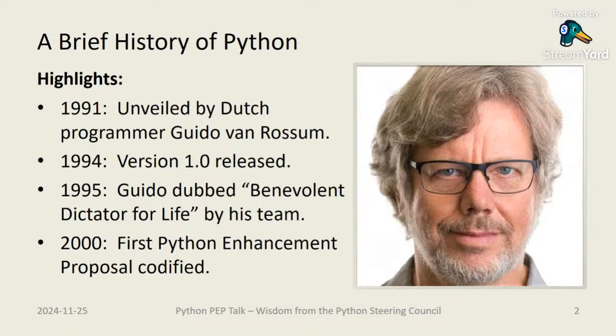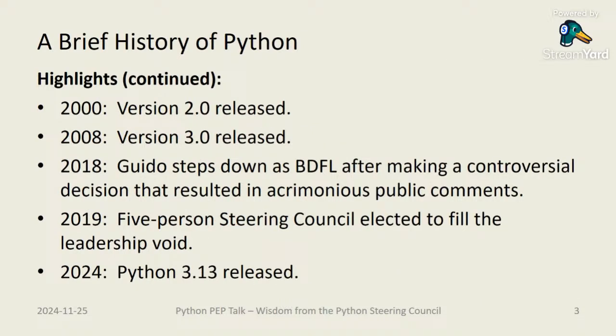In 2000, the first Python enhancement proposal was created. Python enhancement proposals are the mechanisms by which the development team improve and enhance the actual Python language. Also in the year 2000, Python 2.0 was released. And in 2008 came Python 3.0.